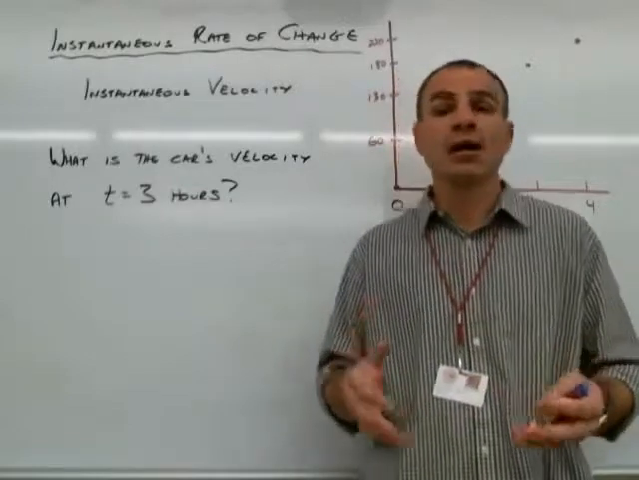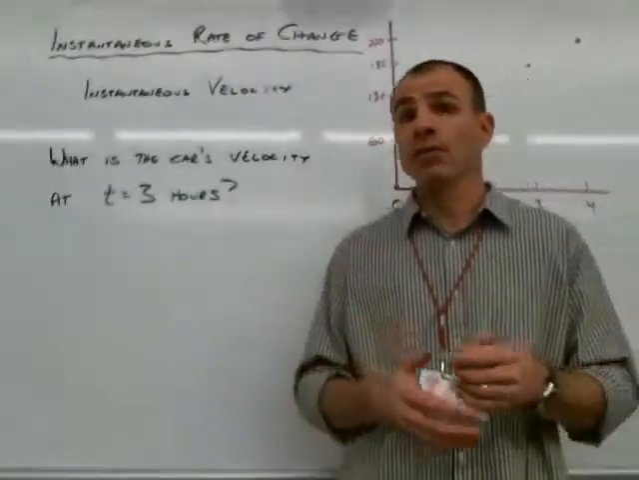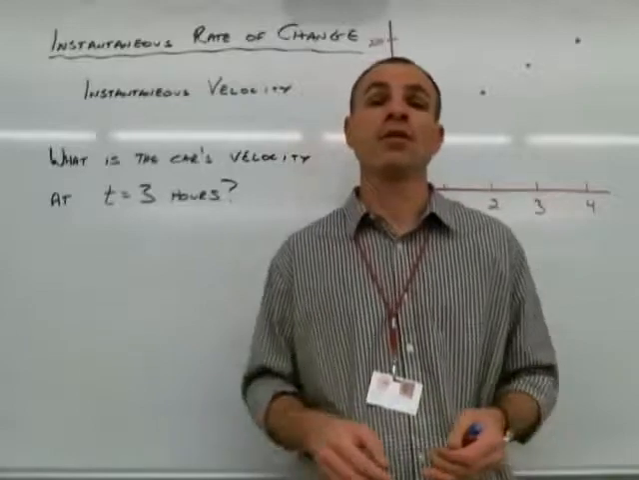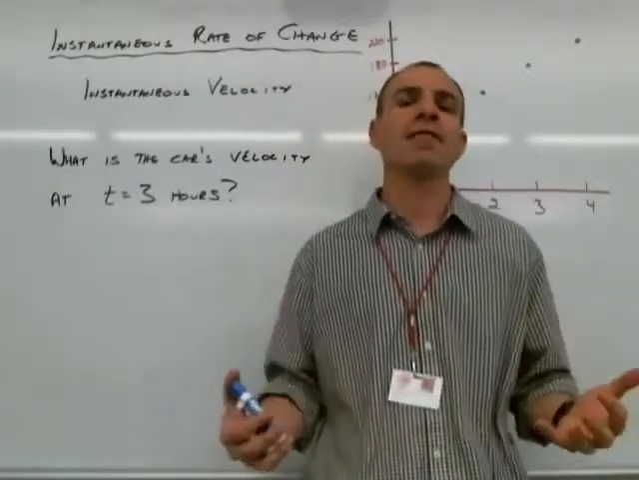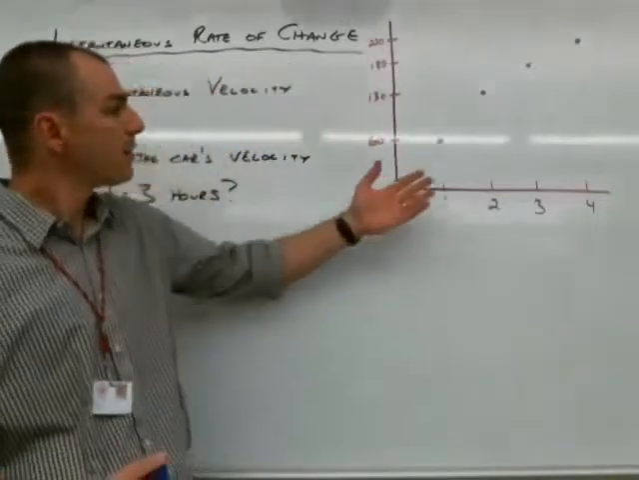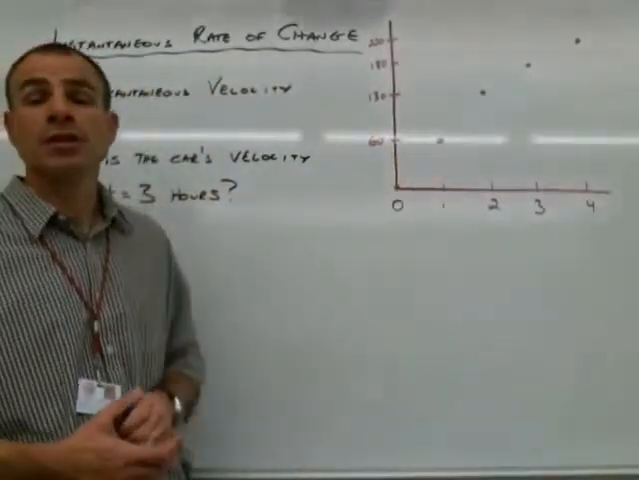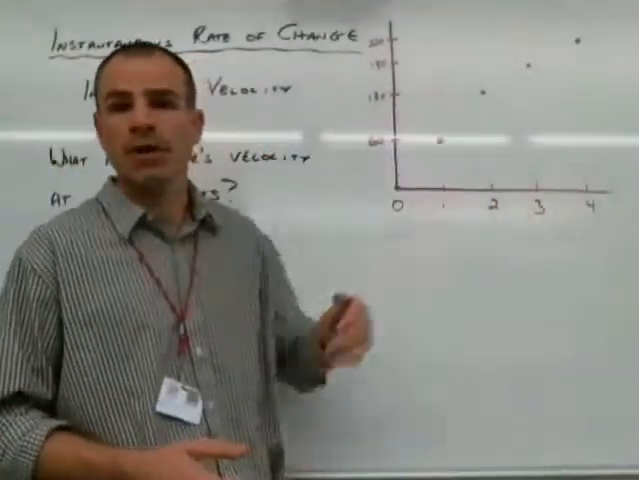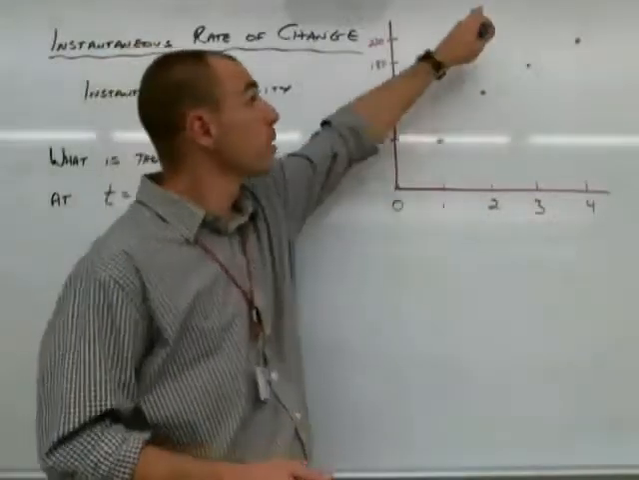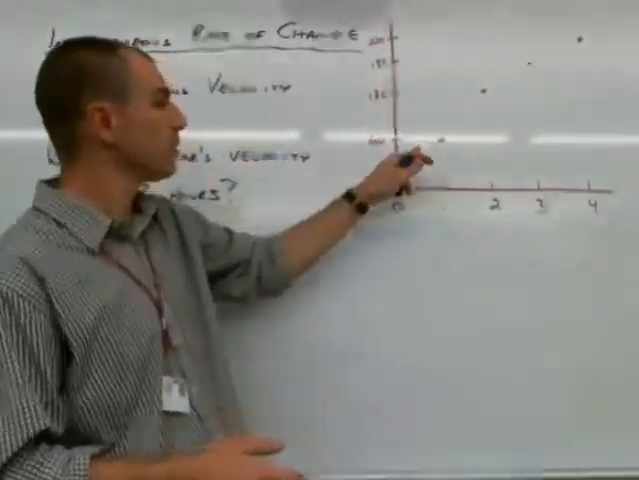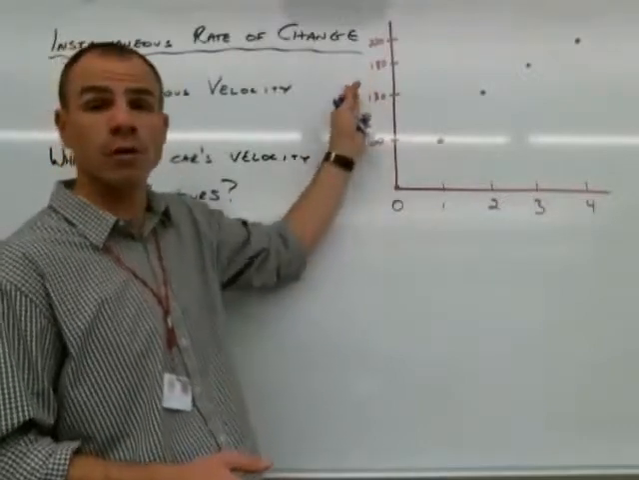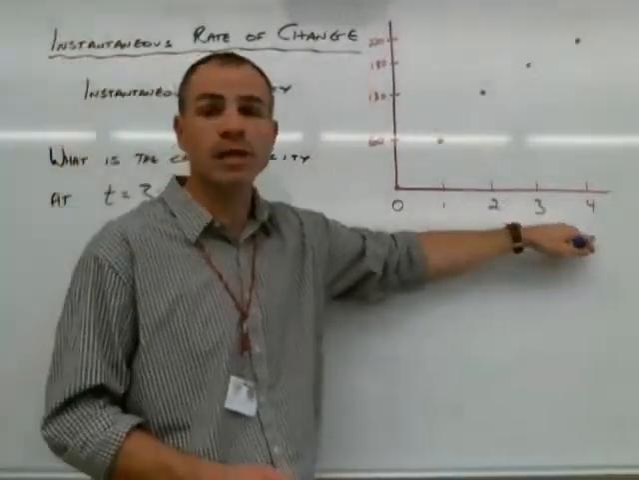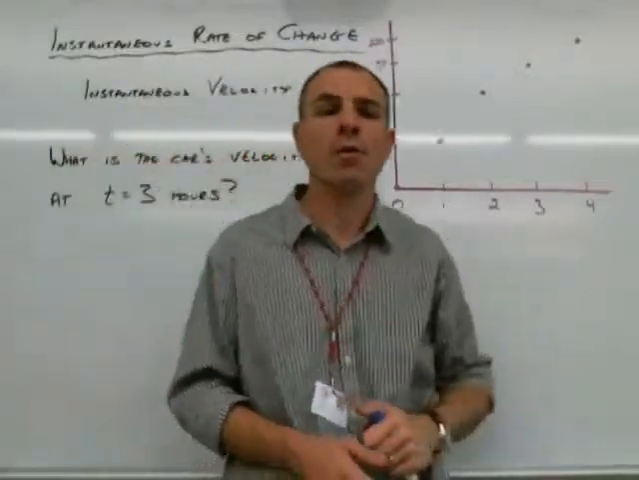Now, if we're in the car, that's easy to do. We just take a look at the speedometer. The speedometer tells us exactly how fast we're going at exactly the 3-hour mark. We don't have that available to us. What we have is our position graph. I didn't label the axes. I apologize for that. That's bad math on my part. But this is our position function. I just put down the important data there. So we have the distance from home here on the vertical axis. We have the time elapsed here on the horizontal axis.